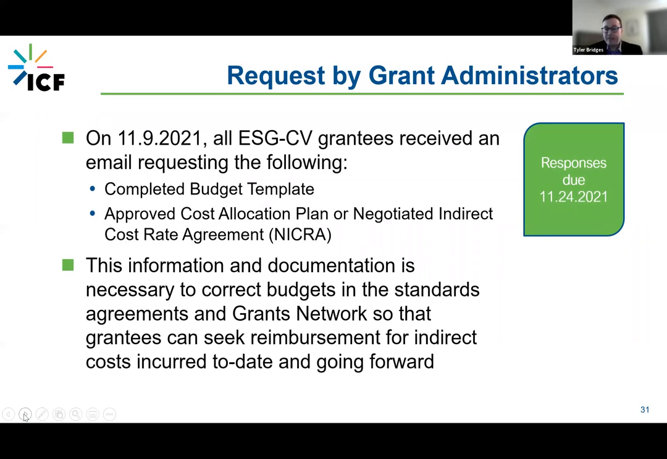On November 9th, which was last week, all ESG-CV grantees received an email requesting the following: a completed budget template and an approved cost allocation plan or negotiated indirect cost rate agreement, or NICRA. This information and documentation is necessary to correct budgets in Grants Network and standard agreements so that grantees can seek reimbursement for indirect costs incurred to date and going forward.